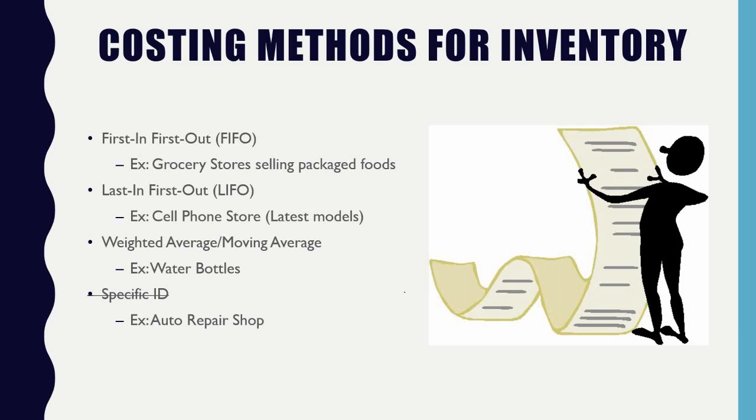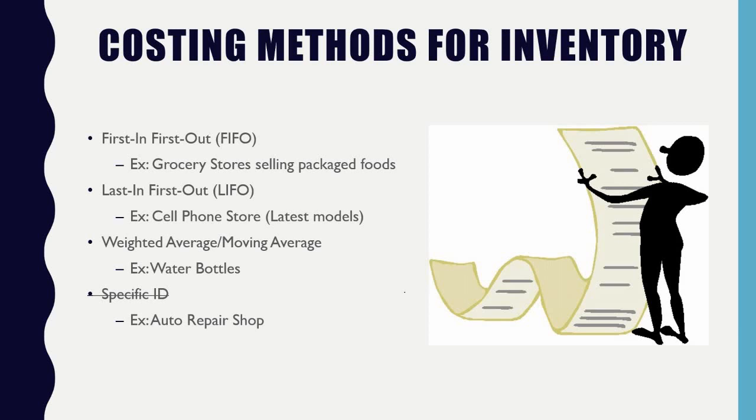We looked at FIFO, which is first in, first out, which is typical for many grocery stores, just because foods have expiration dates. Obviously you would want to sell things that are going to expire soon before things that expire later in the year. Last in, first out is LIFO, which is typical of something like an electronics store, where later models come out and usually sell first. And then we have moving average.